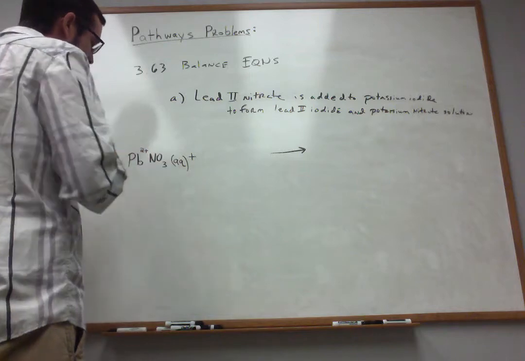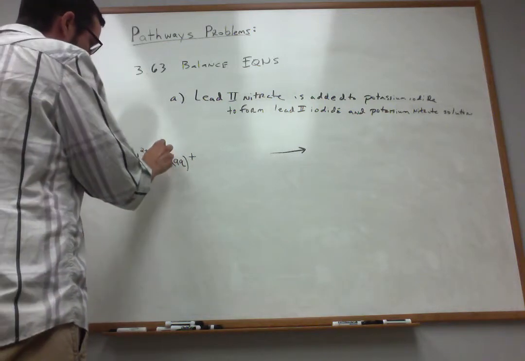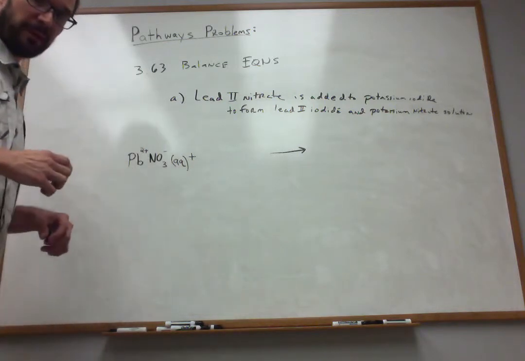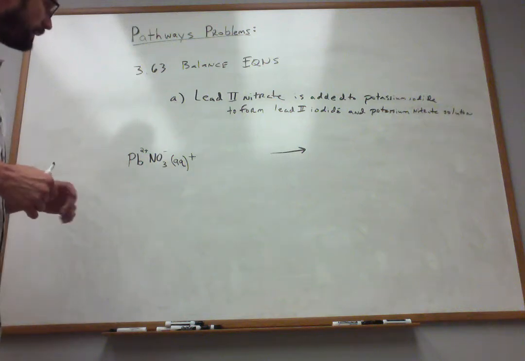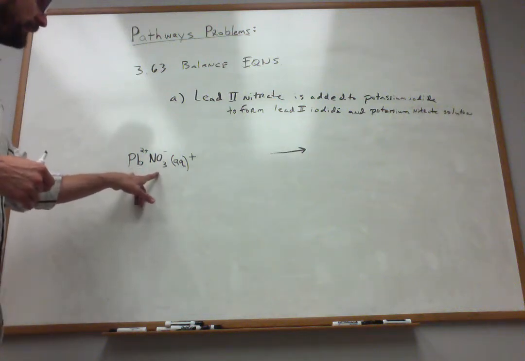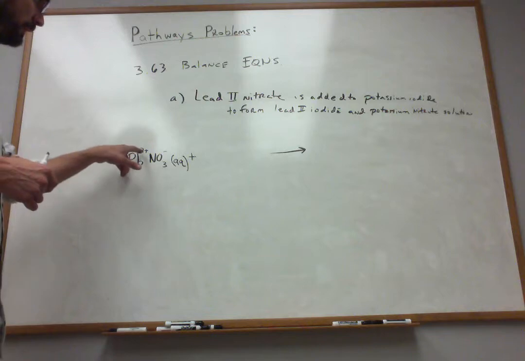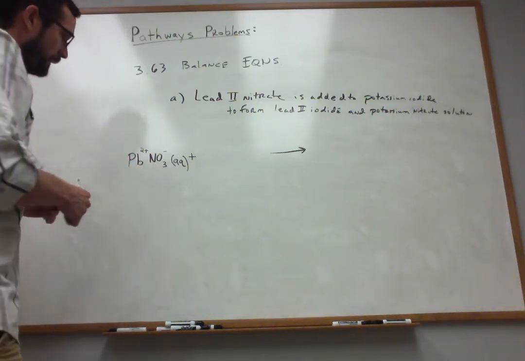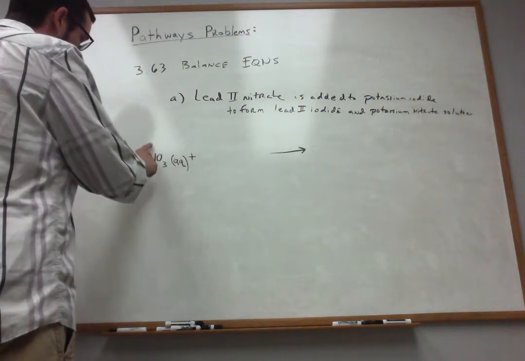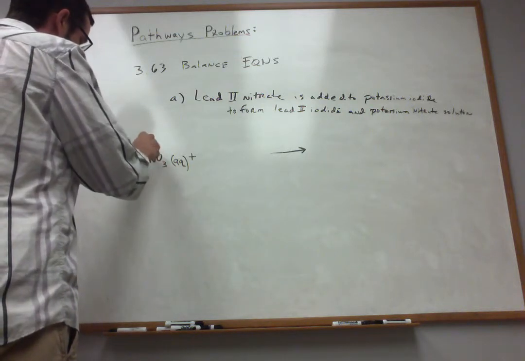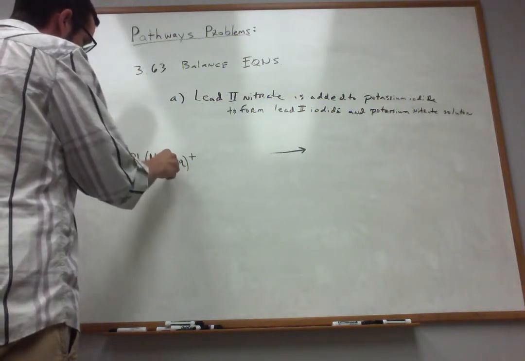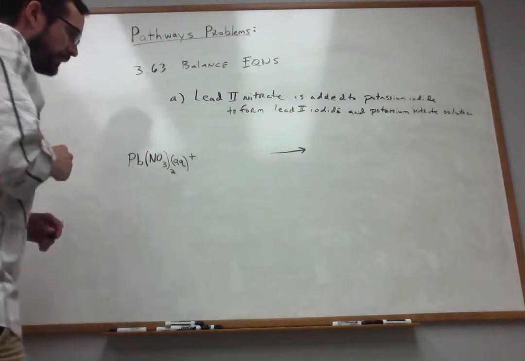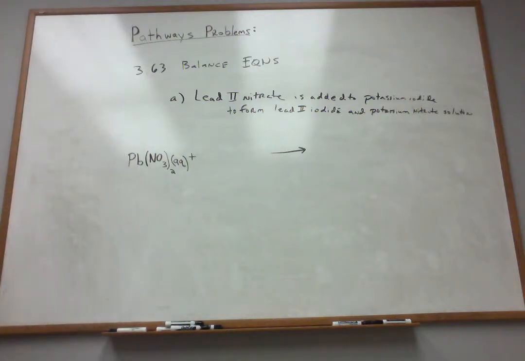Now, I need to know that nitrate is NO3 minus 1 to make this work, okay? Another thing that I have to be conscious of is it's lead 2, cation plus 2. The nitrate ion is only minus 1. So to make the charge balance work, I need 2 nitrates per 1 lead for every formula unit. And then I've got my aqueous lead 2 nitrate.